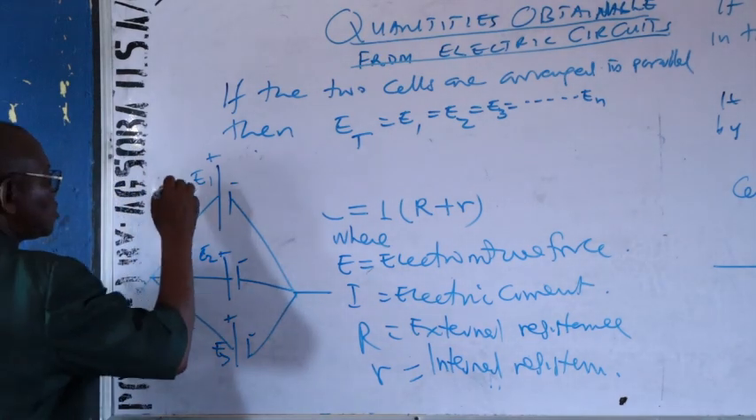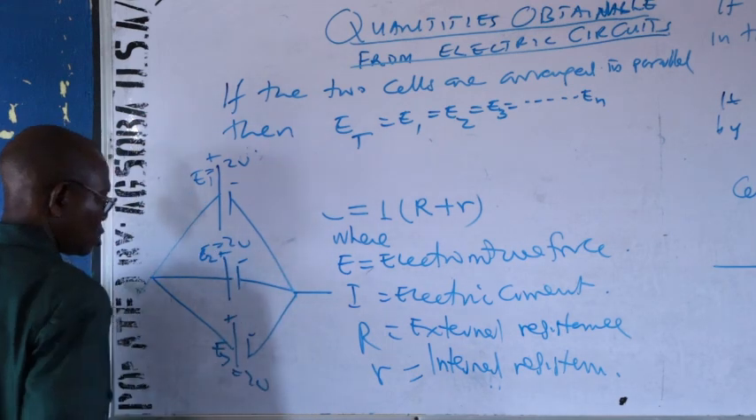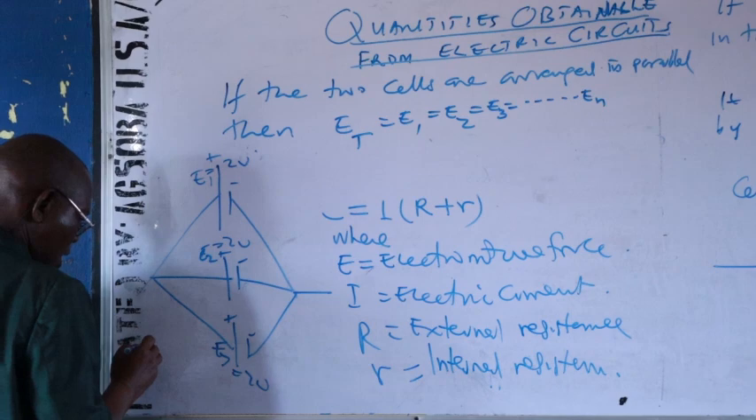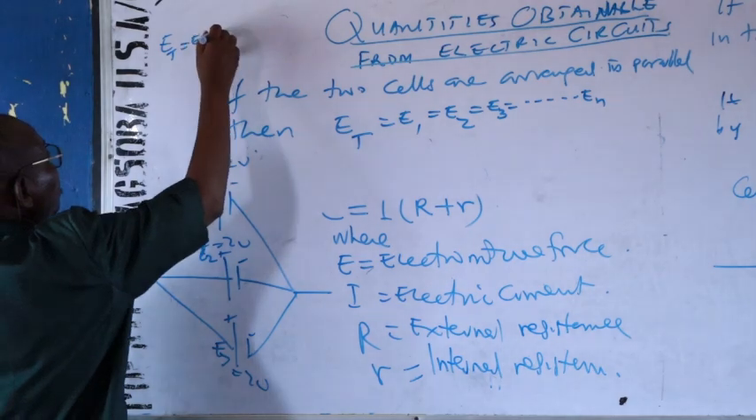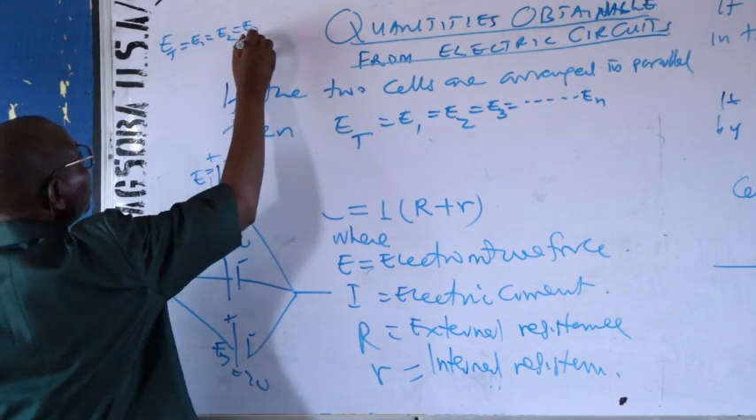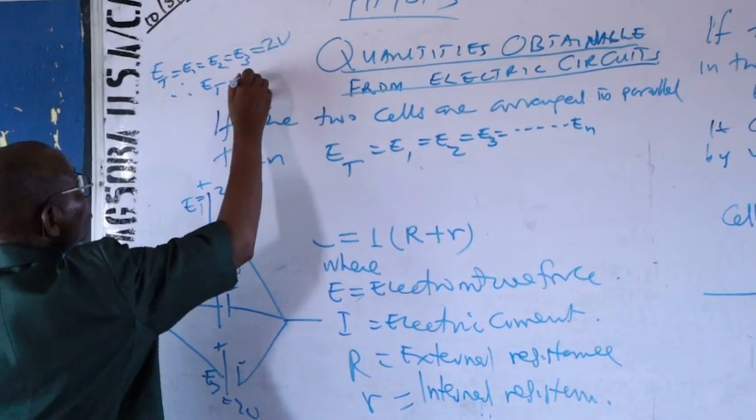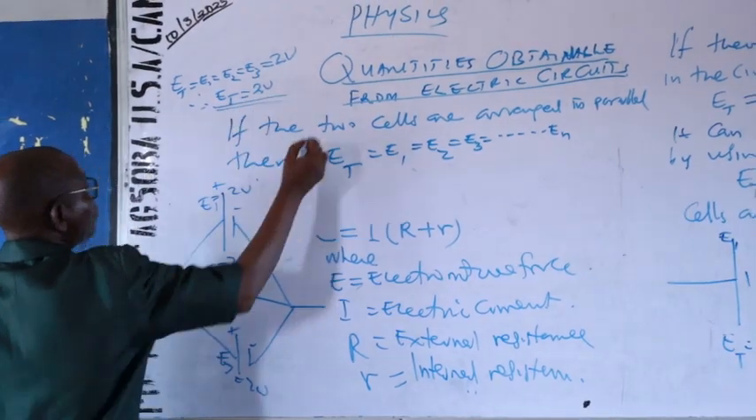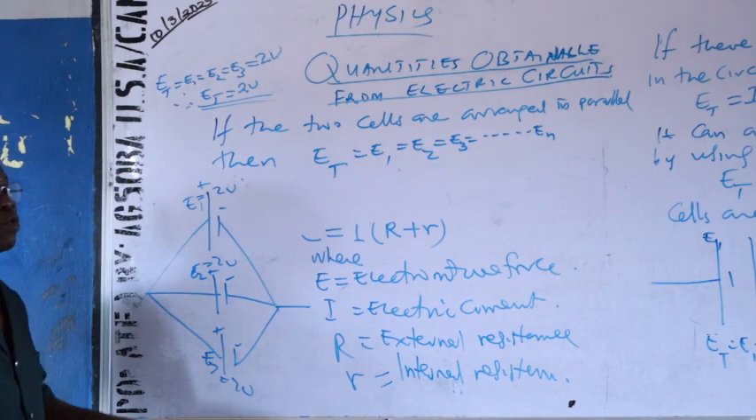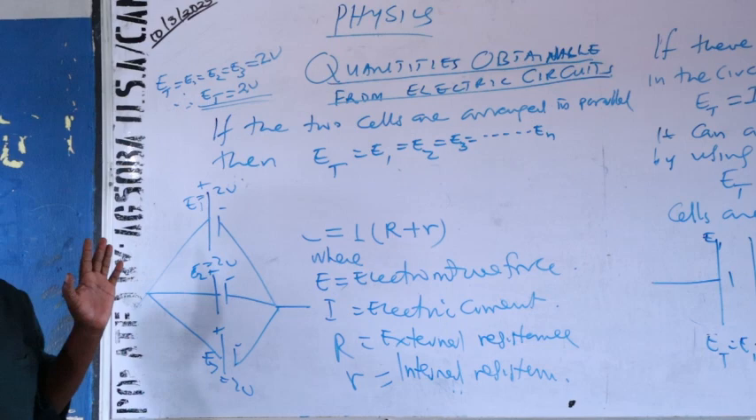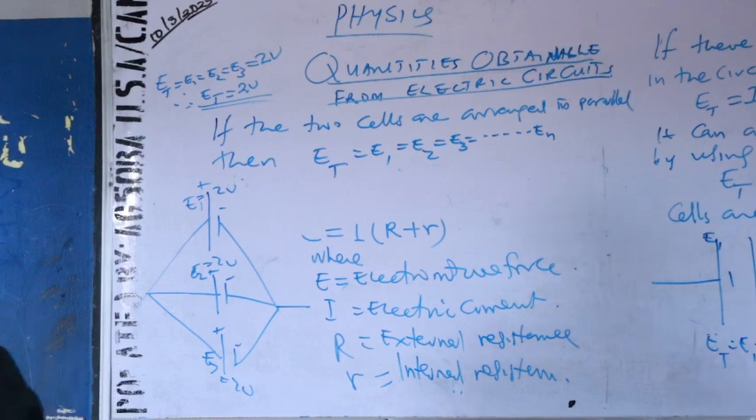So if this one is 2 volts, this is 2 volts, and this is 2 volts, then for E total, all you need to do is to say E total equals E1 equals E2 equals E3 equals 2 volts. Therefore, E total will become 2 volts. That's what you are going to have as your answer. If you have 10 of them in parallel, E total will be electromotive force across 1. So from electric circuit, you can find electromotive force. We can find the total.